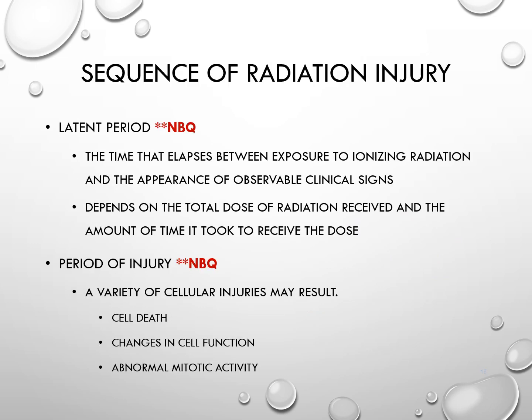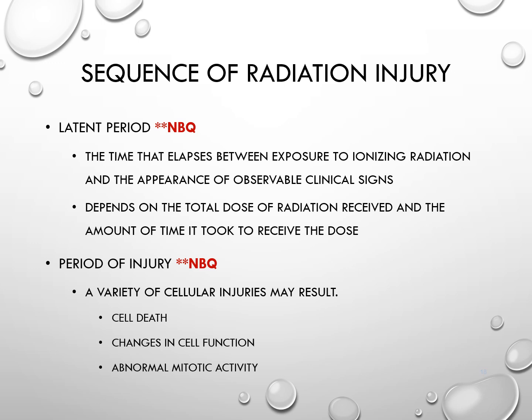Okay, so then we're going to get into the sequence of radiation injury. And the first one we have here is a latent period. This can be defined as the time that elapses between exposure to ionizing radiation and the appearance of observable clinical signs. The latent period may be short or long, depending on the total dose of radiation received and the amount of time or rate it took to receive that dose. The more radiation received and the faster the dose rate, the shorter the latent period.